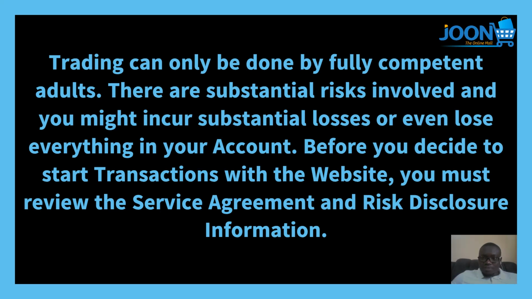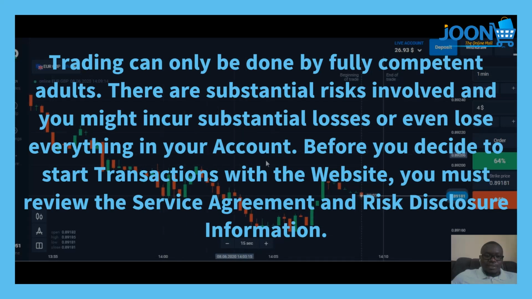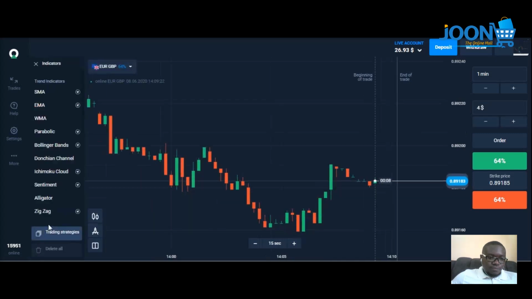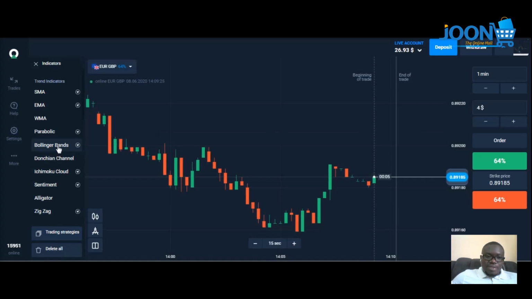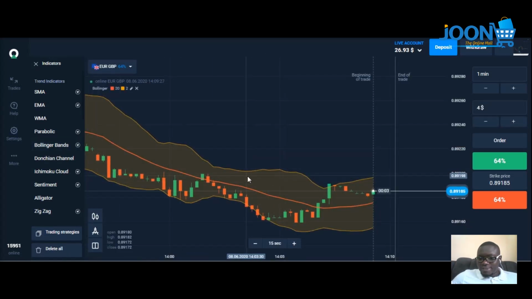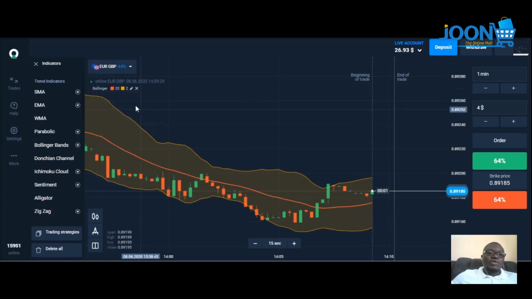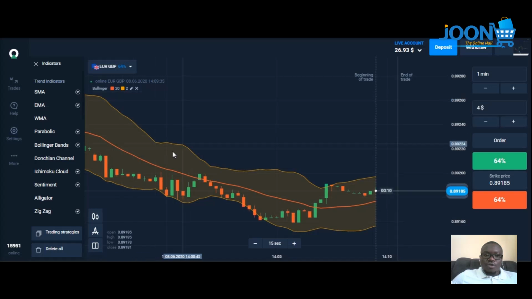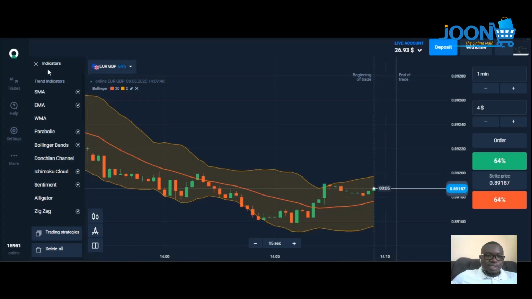So this is my chart on Olymp trade. It is a live account. To set the Bollinger Bands in Olymp trade, you will need to click on the indicator tool, then select Bollinger Bands, and that is it. You have Bollinger Bands on your chart. It is recommended that you maintain the periods that are set for the moving averages that make the Bollinger Bands at 20 and 2 respectively.